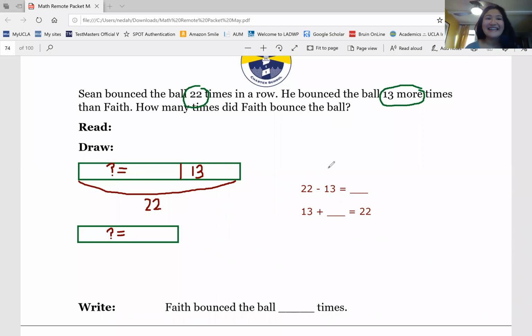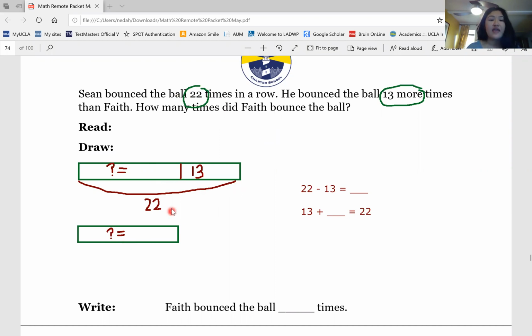Let's see how we did. So every time that you see something on your page that I also have on my page, give yourself a pat on the back. Let's get started. Give yourself a pat on the back if you marked up your problem and circled 22 and 13 more. Nice job. Give yourself a pat on the back if you set up your double tape diagram to look like this one.